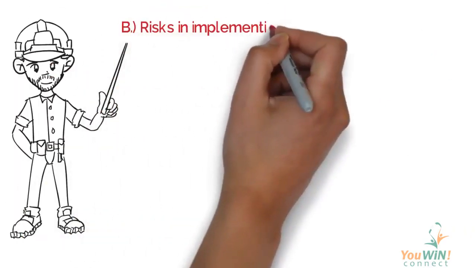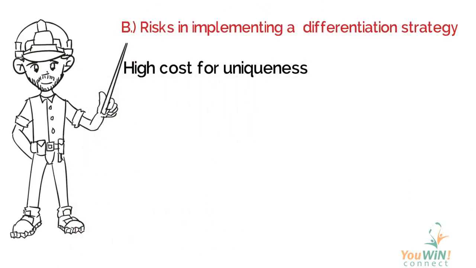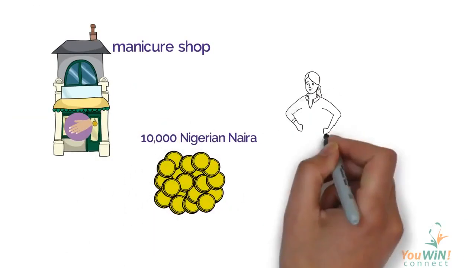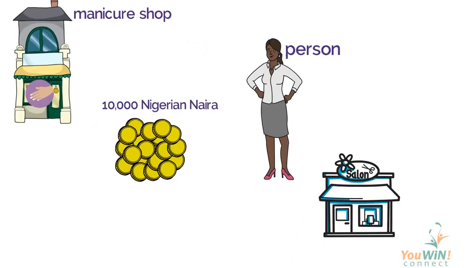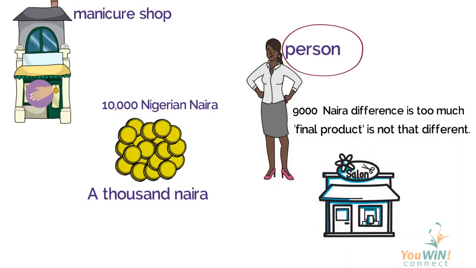Now let's look at the risk in implementing a differentiation strategy. The high cost for uniqueness. Clearly, for you to be able to serve this market, to be able to differentiate your products or services from competitors, you are going to have to invest in the cost of creating that uniqueness. So I'll give an example. A high-class manicure shop with stylish decoration, hair conditioning, convenience, and professional staff, the price is 10,000 naira per person. While at a popular hairdresser, the price is around 1,000 naira per person. Many customers believe that the 9,000 naira difference is too much because the final product is not that different.